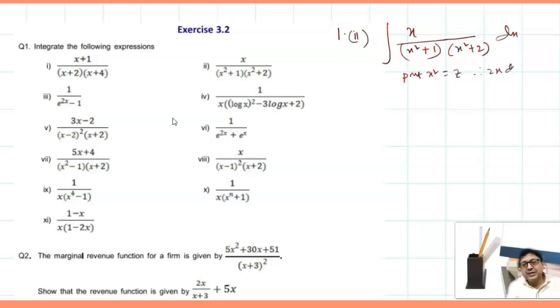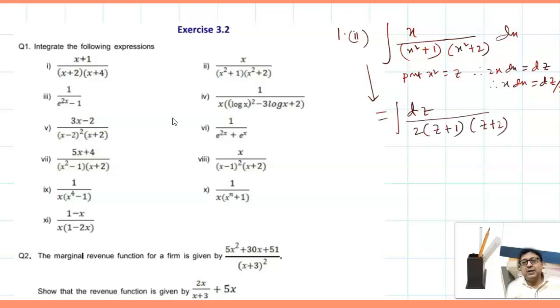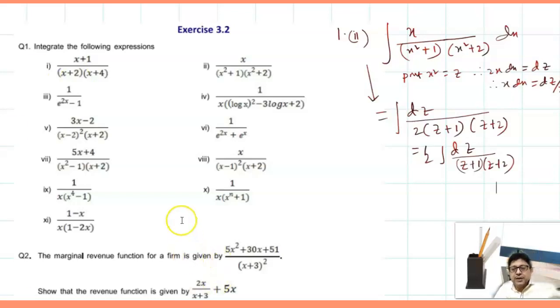So 2x dx is going to be equal to dz. So x dx will be dz by 2. This thing is dz by 2(z plus 1)(z plus 2). So half into dz by (z plus 1)(z plus 2). Alright. Now for this one, z plus 1 and z plus 2, what to do here?